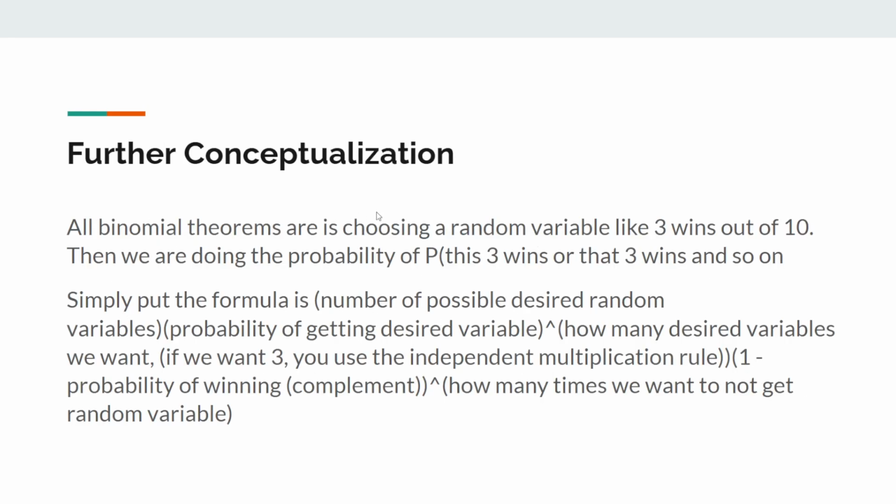Further conceptualization: all binomial problems are choosing a random variable like 3 wins out of 10. Then we are doing the probability of p, this 3 wins or that 3 wins, which is why we multiply by the combination, because it calculates all the possibilities divided by the total number of trials. And that will give us the classical method approach, assuming they're all equally probable. So simply put, the formula is the number of possible desired random variables, which you get from the combination formula, times the probability of getting the desired variables to the power of how many desired variables we want. This is simply putting into words what each variable means.